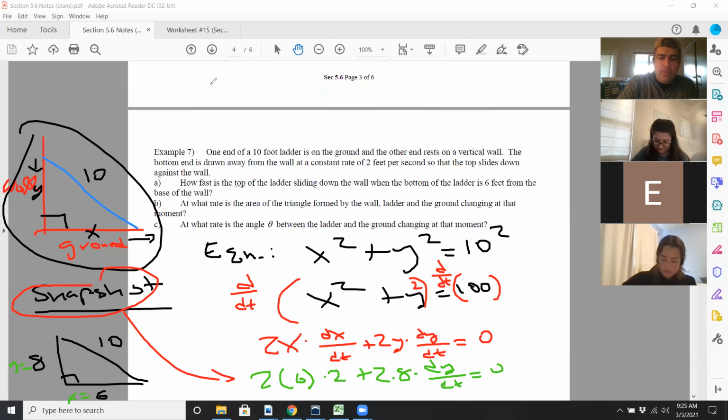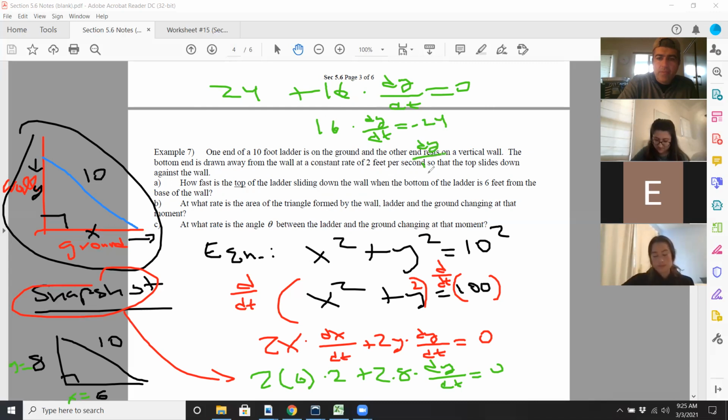Okay, so work it out. You get 24 plus 16 dy/dt equals 0. Move things around. dy/dt will equal negative 3 over 2. And that's going to be feet per second.